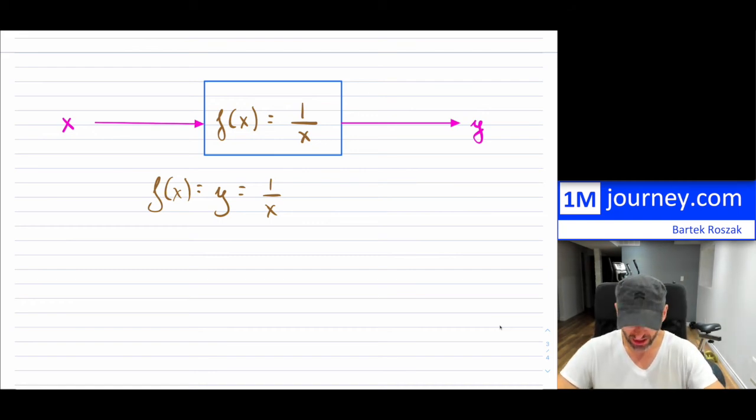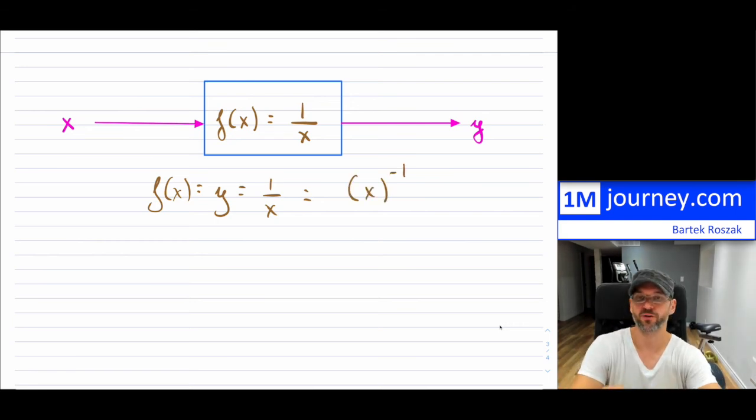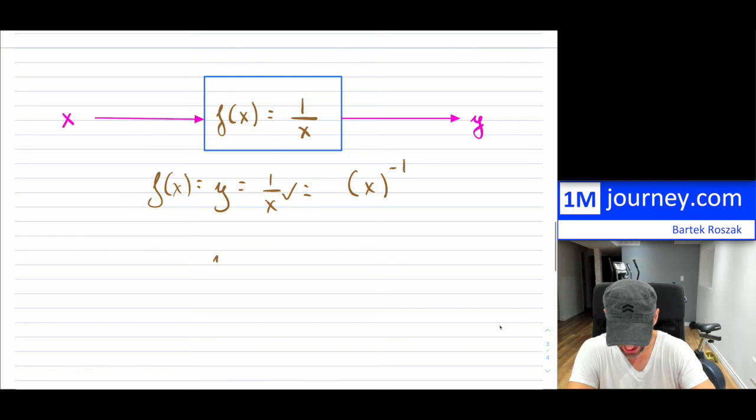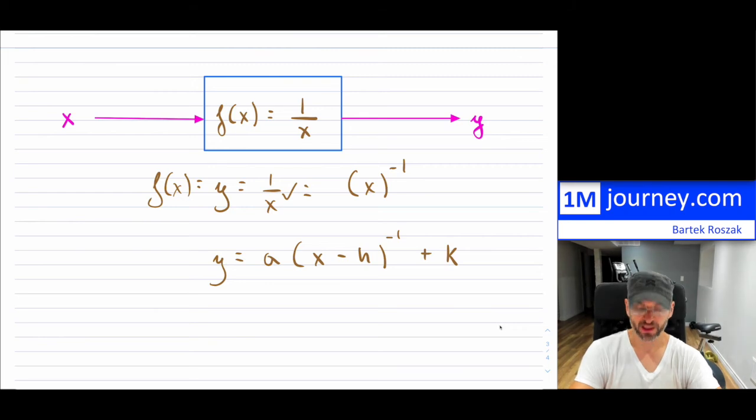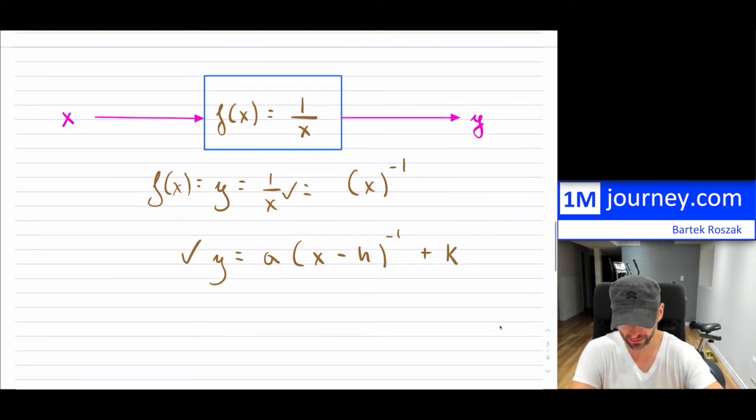That particular parent, you can of course rewrite as x to the -1, because that's exactly what this means in exponent form. And if that's the case, you're back to the same thing. So this is going to be (x minus h) to the -1 plus k. You can write it like this, and this is going to be the family of this particular parent function.